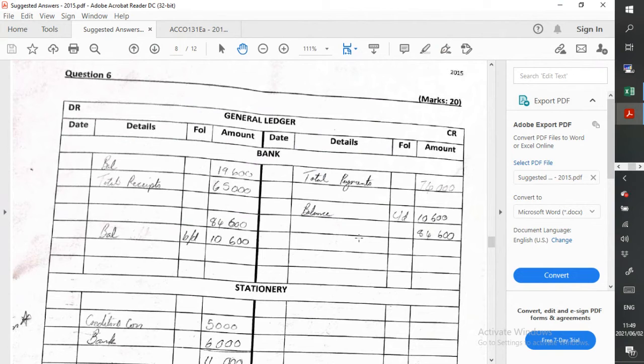Awesome stuff. So, question 6. Let's see. Under the required, what does it say? It says post the following accounts in the general ledger using the opening balances provided and the information from the journals. Balance the general ledger at the end of the month where applicable. Folios are required when posting to the ledger accounts.